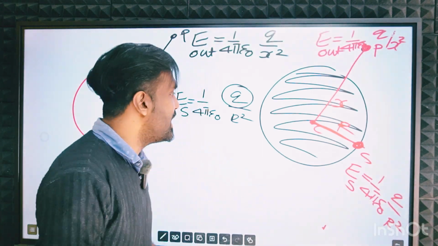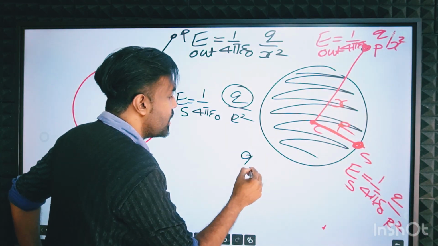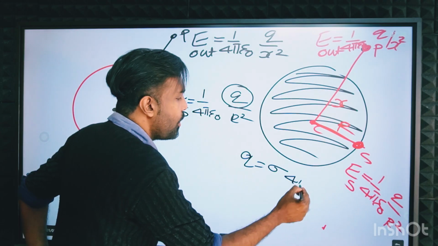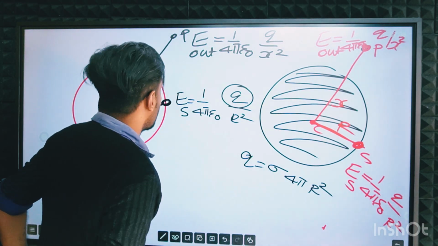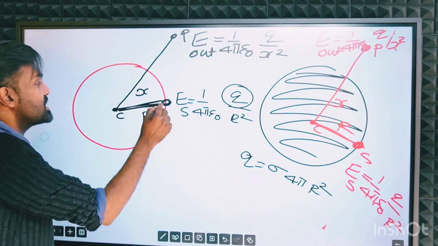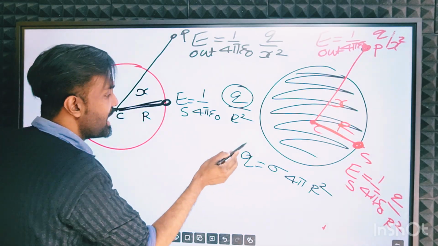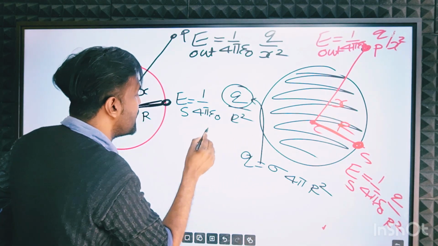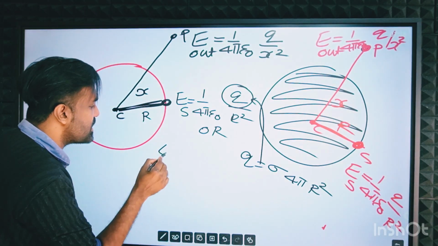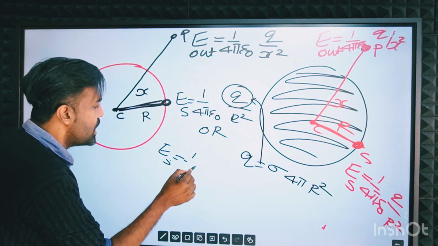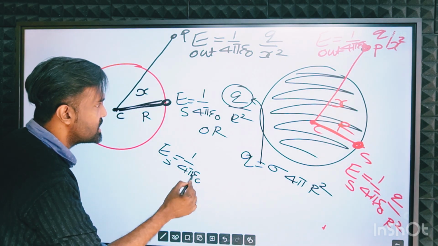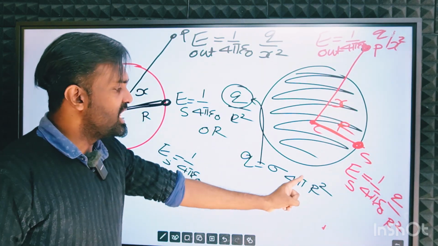What's the value of q, guys? Just remember, q is equal to sigma 4 pi capital R square. Capital R is the radius of the charged sphere. If you place this value here, you should get another expression: ES is equal to 1 by 4 pi epsilon 0. Instead of q, you please place this value.